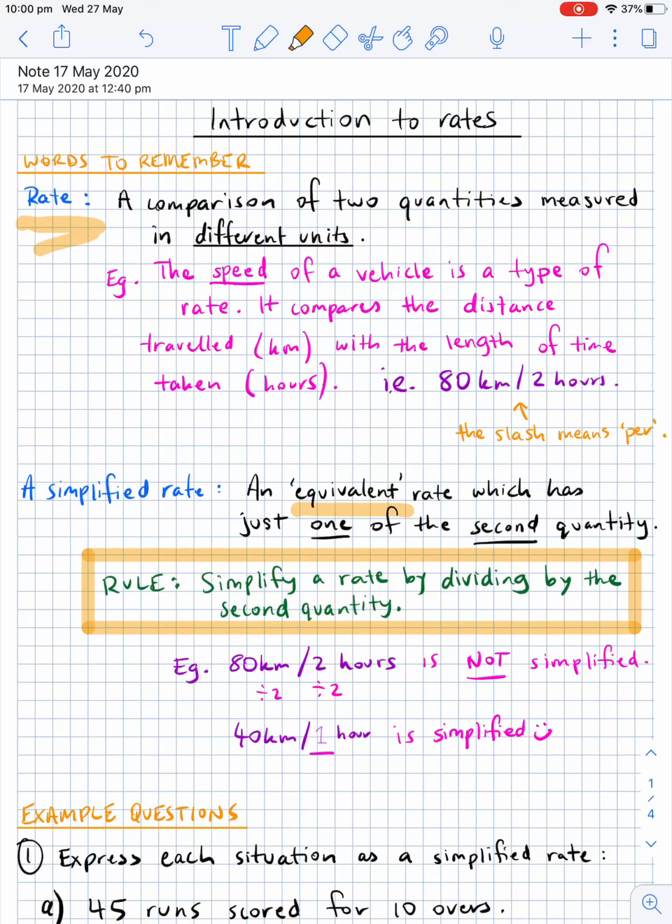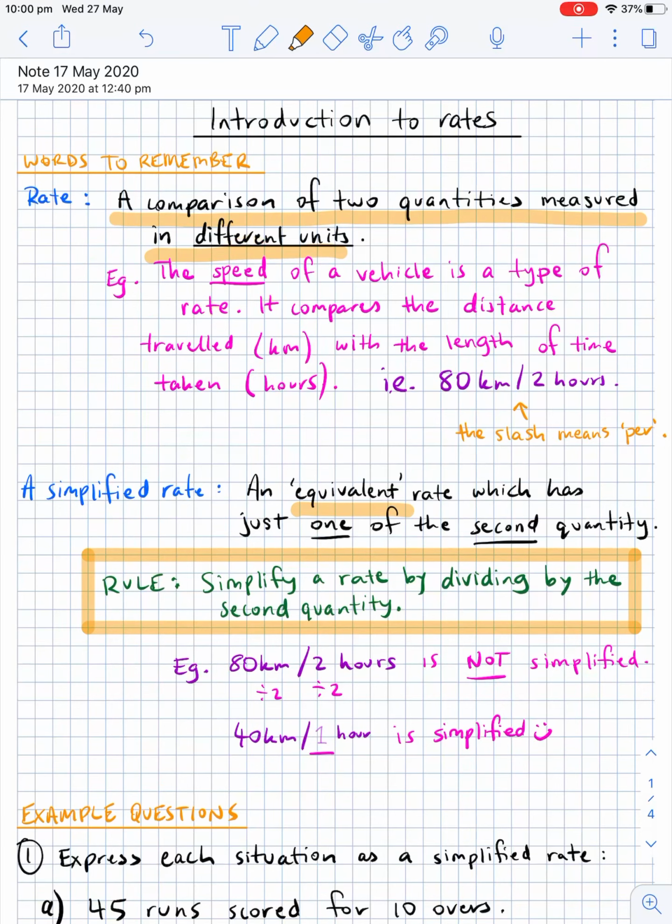So what do I mean by a rate? A rate is a comparison of two quantities measured in different units. An example of a rate is speed. Speed is a type of rate. For example, the speed of a vehicle is a type of rate. It compares the distance travelled with the length of time taken.